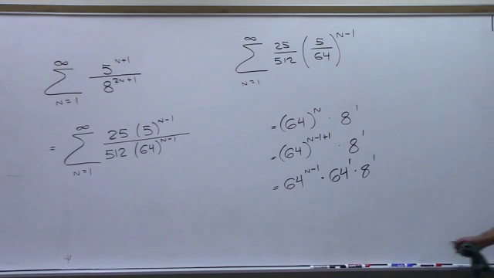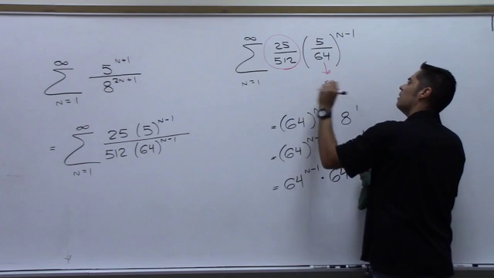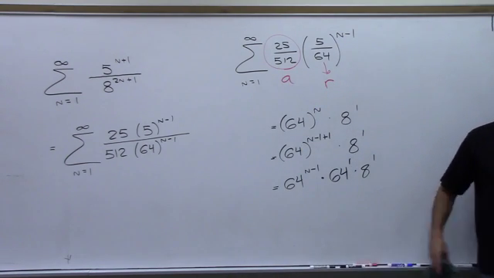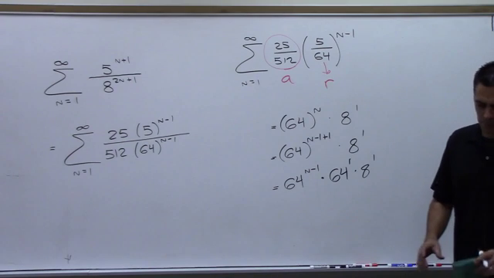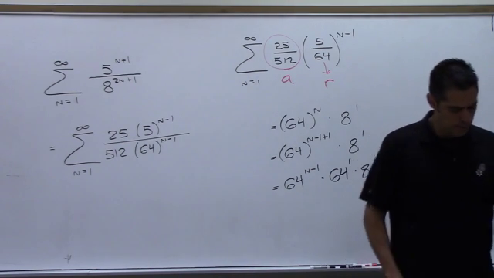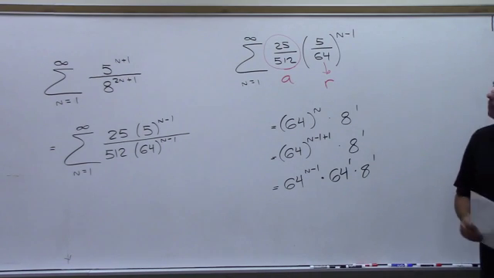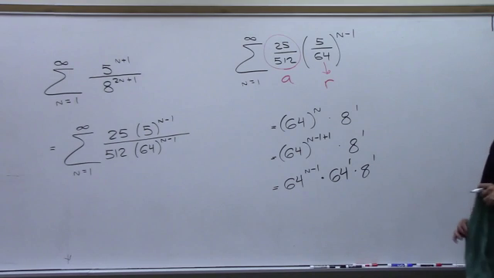A is 25 over 512, r is 5/64, which is less than 1. So this is going to converge, right, to a over 1 minus r, which I'm not going to work through. So basically, if you have this card, you can do what you can to make it look geometric, yeah.